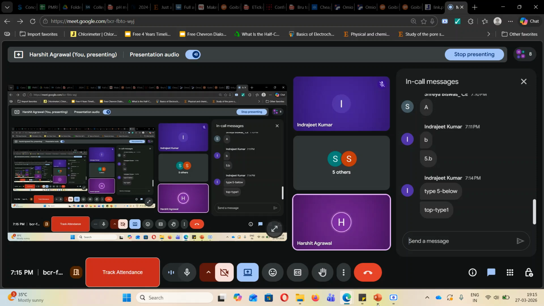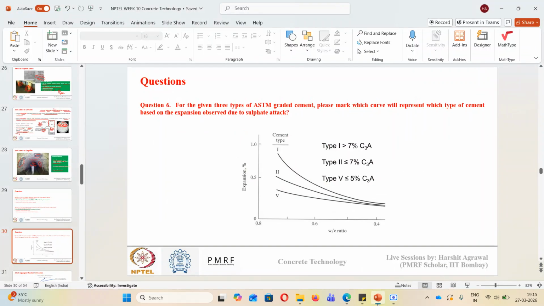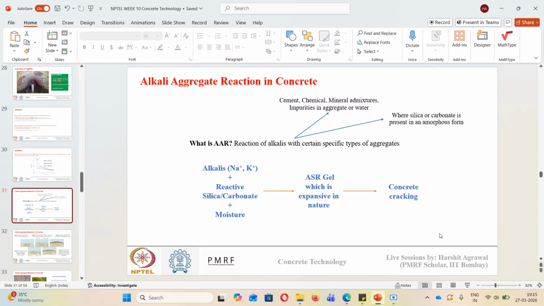Yes, type 5 below and type 1 on the top. Okay, so this was about sulfate attack and acid attack.